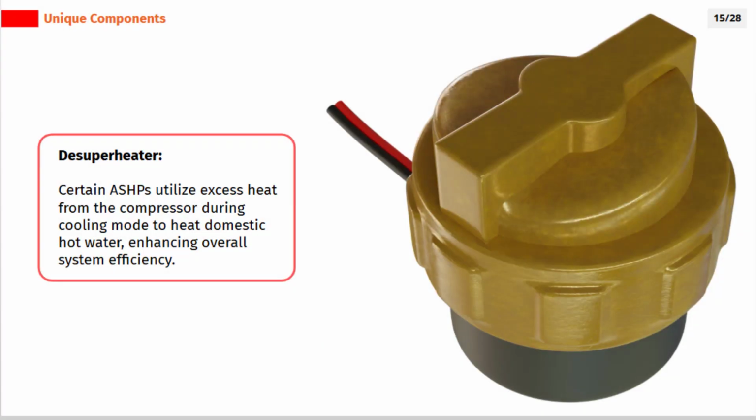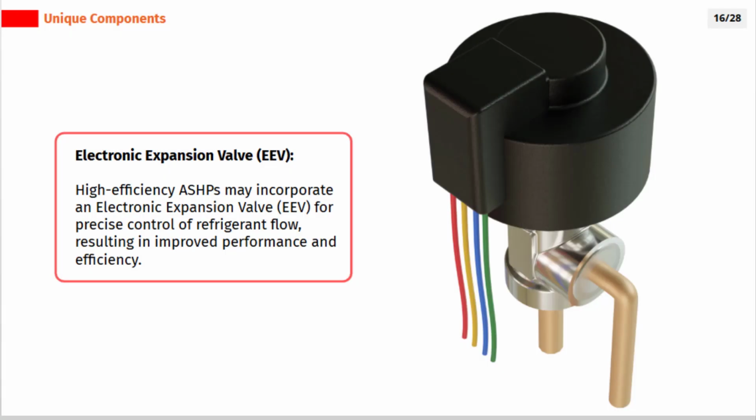Desuperheater. Certain air source heat pumps utilize excess heat from the compressor during cooling mode to heat domestic hot water, enhancing overall system efficiency. Electronic expansion valve. High-efficiency air source heat pumps may incorporate an electronic expansion valve for precise control of refrigerant flow, resulting in improved performance and efficiency.